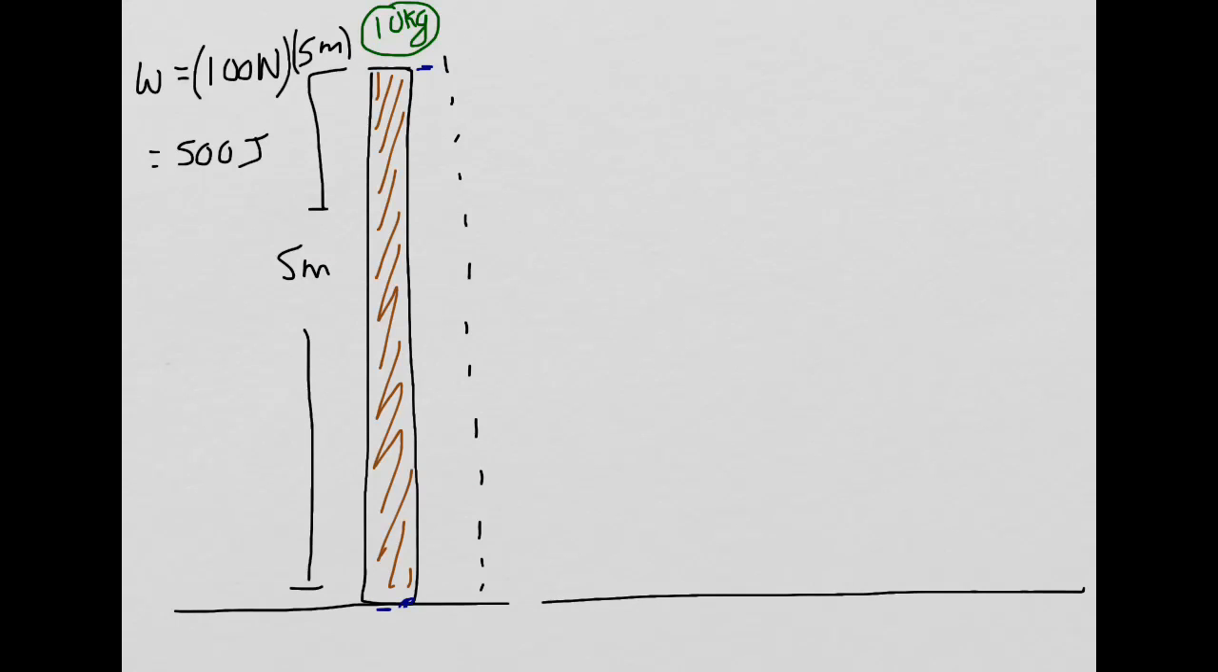Now let's look at the potential energy of the ball right here, right before it was released. So we know that potential energy, PE, is equal to mass times gravity times height. The mass of the ball is 10 kilograms. Gravity, acceleration due to gravity, is 10. And the height of the ball, which is the height above the ground, is 5 meters. So potential energy here is equal to 500 joules.